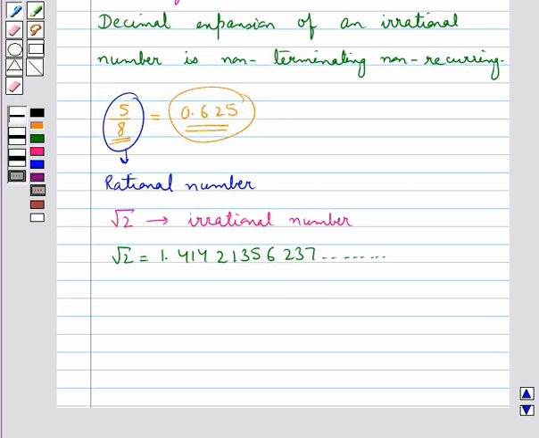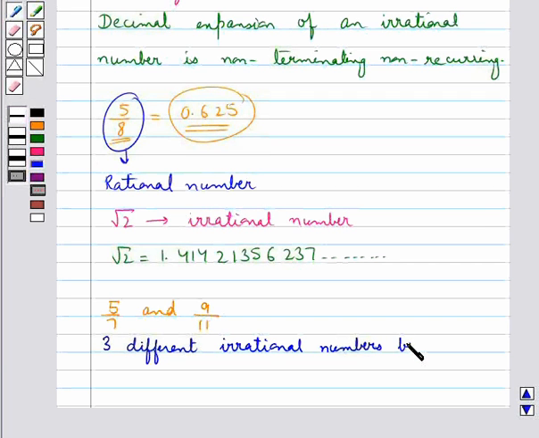We can find many irrational numbers between two given numbers. Suppose the two given numbers are 5 upon 7 and 9 upon 11. Let's try and find out three different irrational numbers between 5 upon 7 and 9 upon 11.